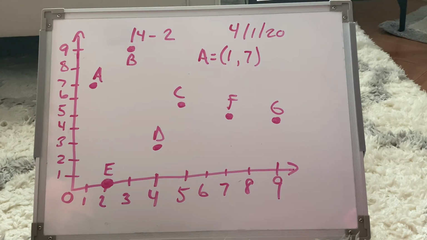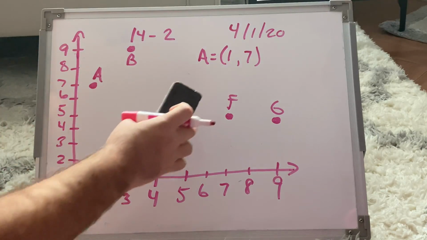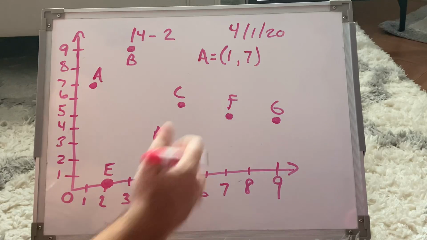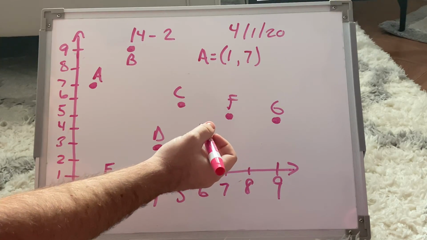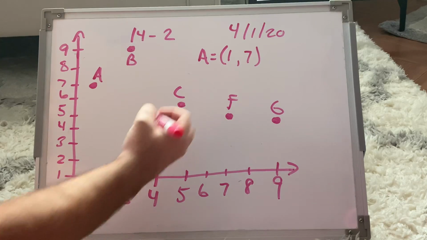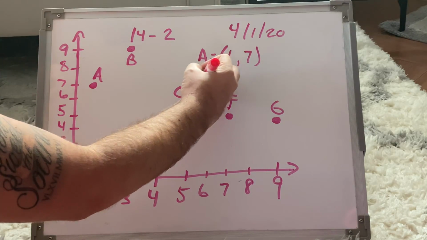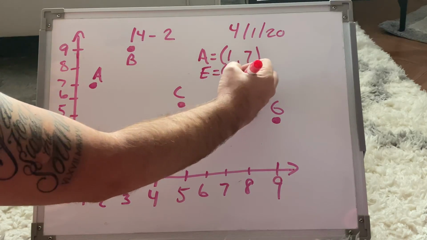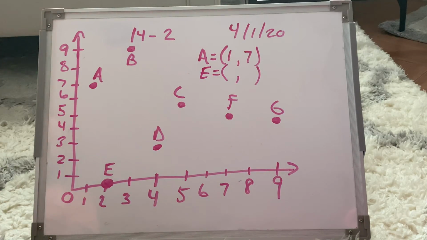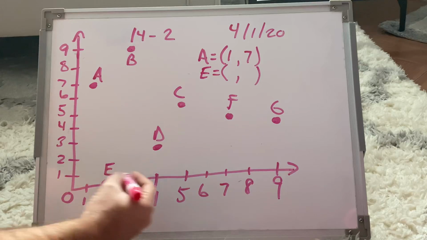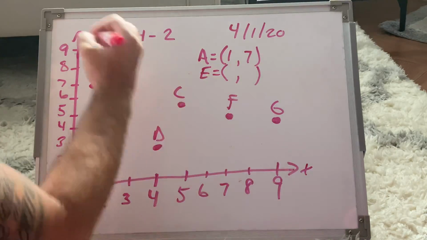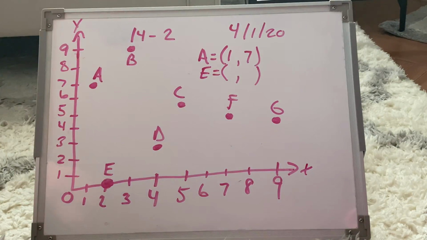Okay, I'm gonna do one more with you and then you can pause the video and I want you to do the rest on your own. I'm gonna jump over to E. You will see stuff like this eventually, so I'm trying to get you prepared ahead of time. E is sitting on the x-axis, and I didn't label my axis, and I should have. Always label your axis first.